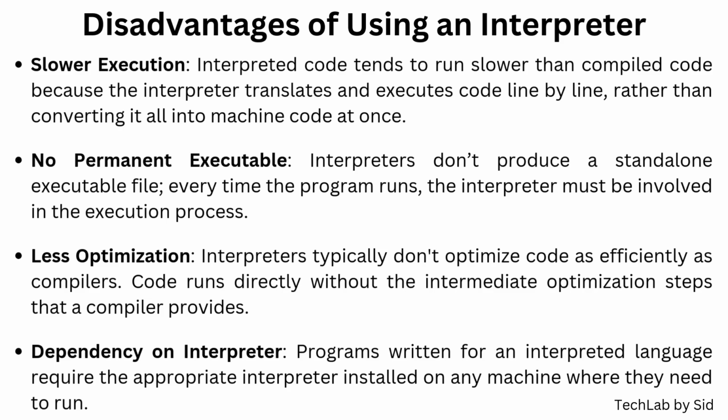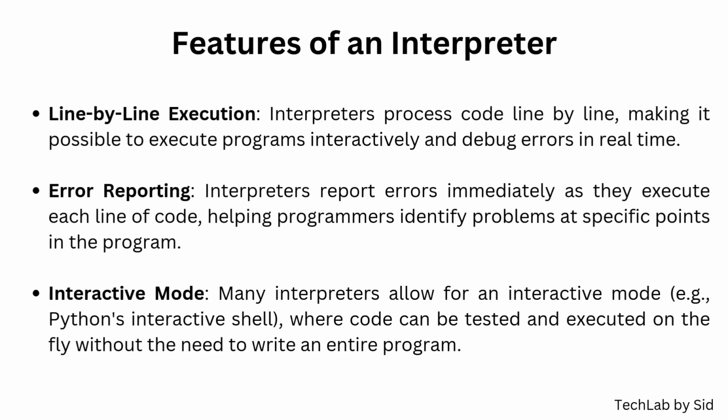Less optimization. Interpreters typically don't optimize code as efficiently as compilers. Code runs directly without the intermediate optimization steps that a compiler provides. Dependency on interpreter. Programs written for an interpreted language require the appropriate interpreter installed on any machine where they need to run.